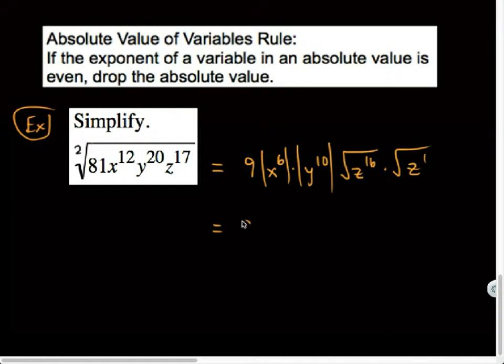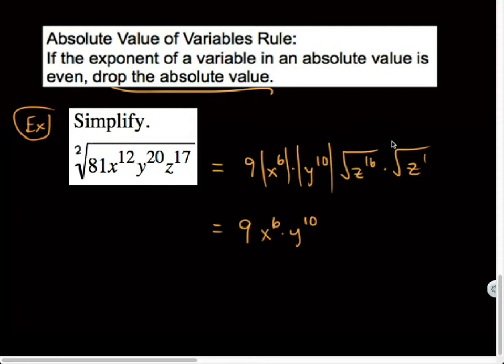So okay, let's keep working here. 9 times the absolute value of x to the 6th. Does that absolute value stay? No, it goes away. Yes, the 6 is even. Both the x and y, the absolute values go away. Drop the absolute value because the exponent was even. And we do the same with 10 in this case. Okay, drop it.